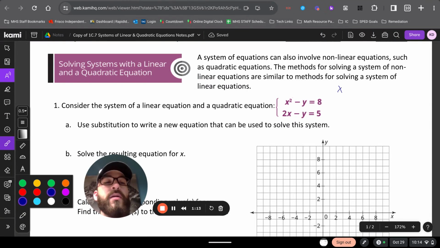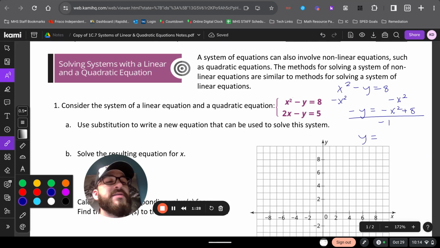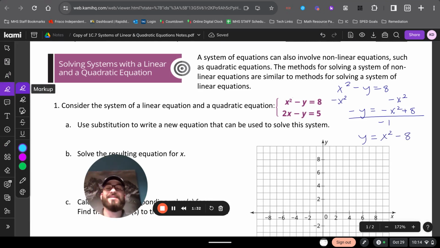So x squared minus y equals 8. Let's subtract x squared from both sides. We get negative y is equal to negative x squared plus 8. We can divide everything by negative 1, which is going to get those negatives to cancel out. So we get positive x squared and then minus 8. So relatively straightforward and fairly simple.